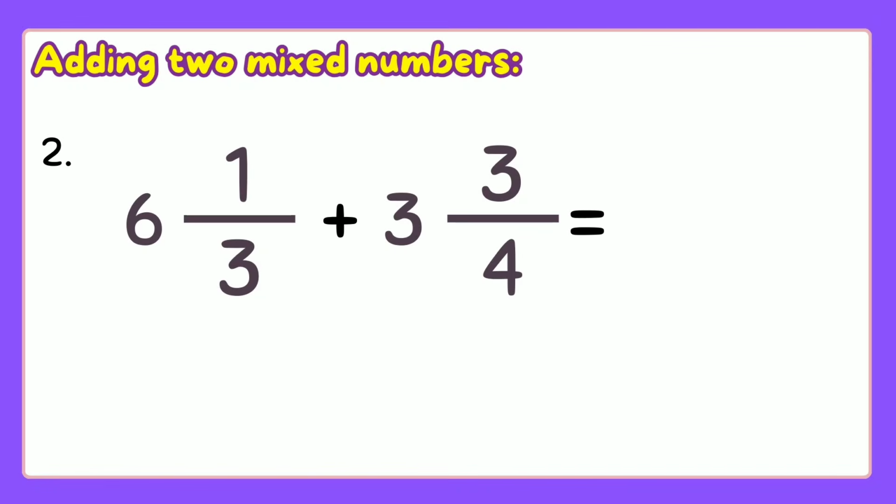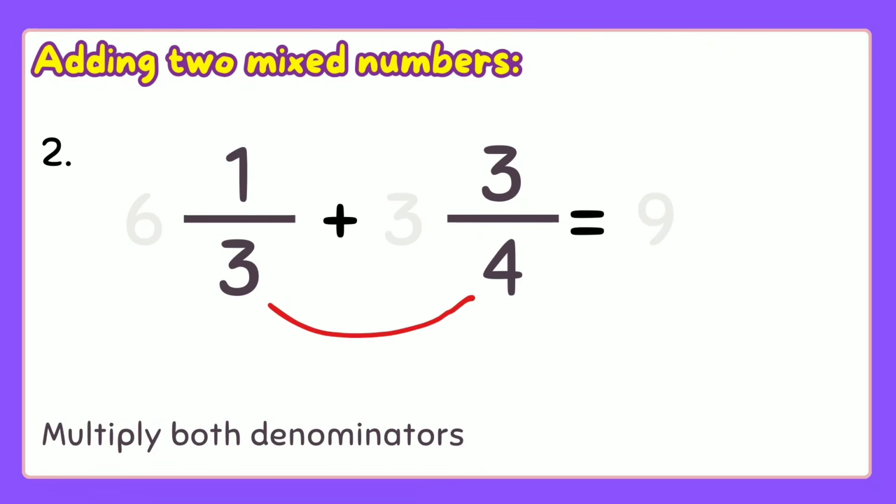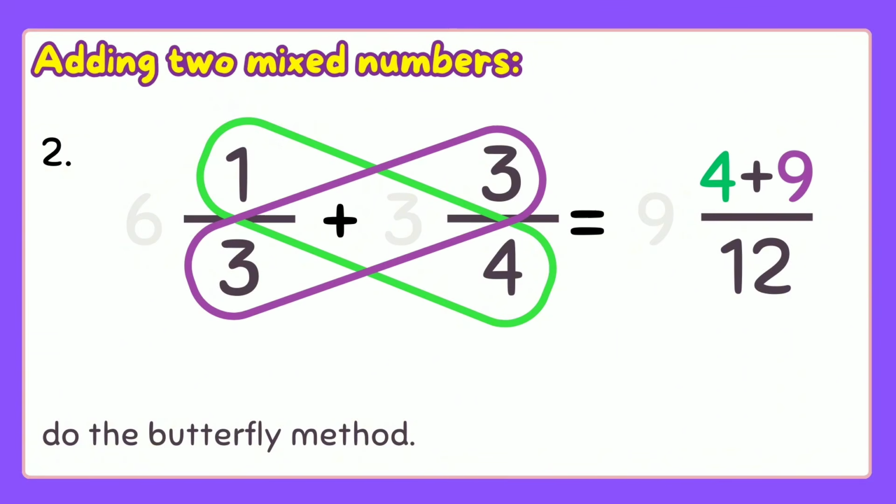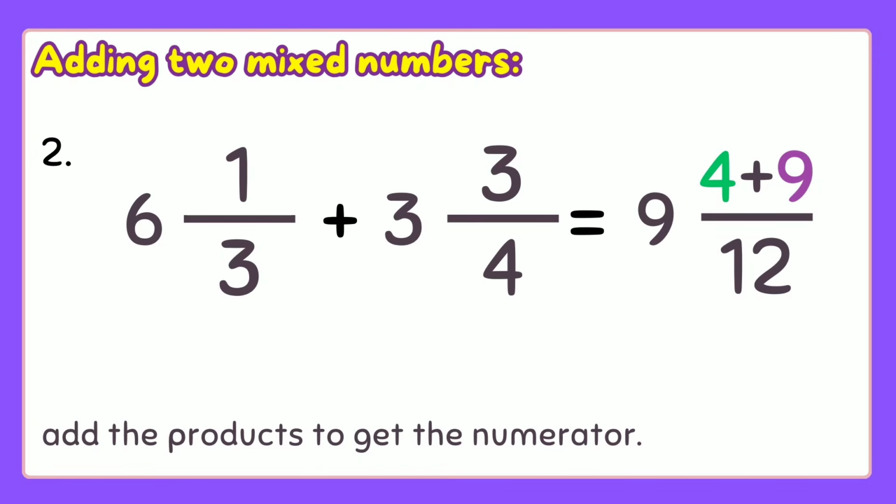Another one. 6 and 1/3 plus 3 and 3/4. Let's add 6 and 3 is 9. Let's multiply 3 and 4. 3 times 4 is 12. Let's do the butterfly method. 1 times 4 is 4. 3 times 3 is 9. Let's add 4 and 9. 4 plus 9 is 13.